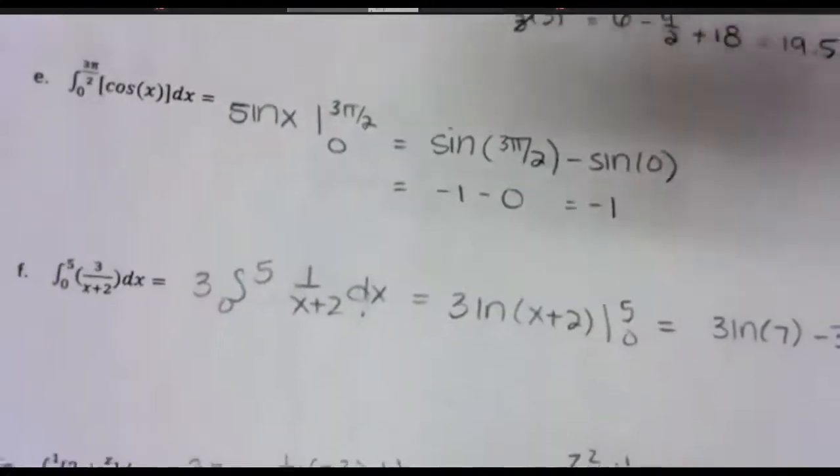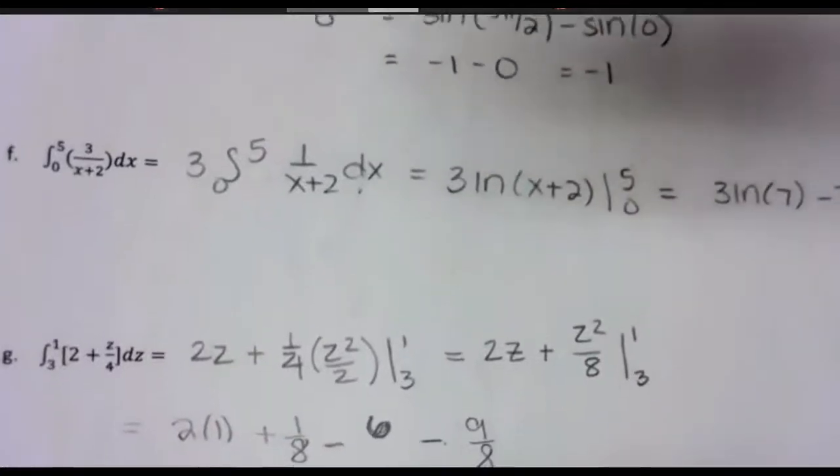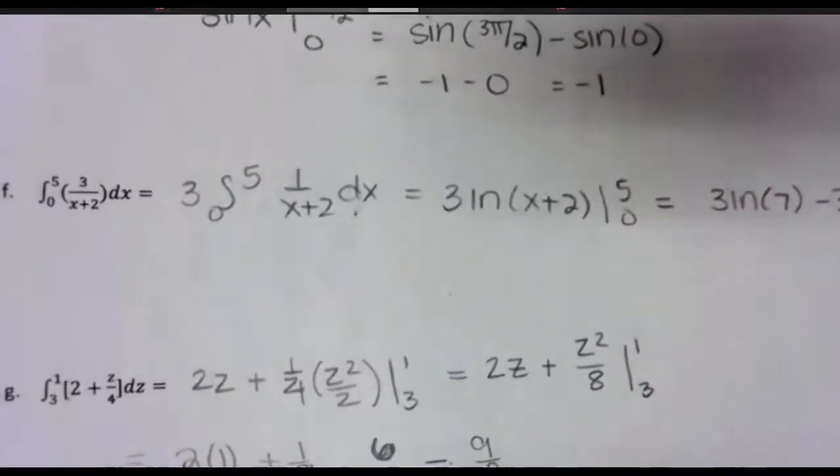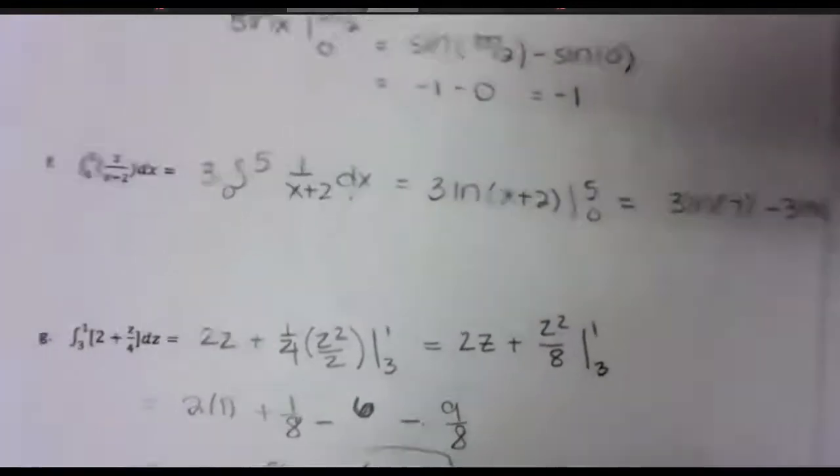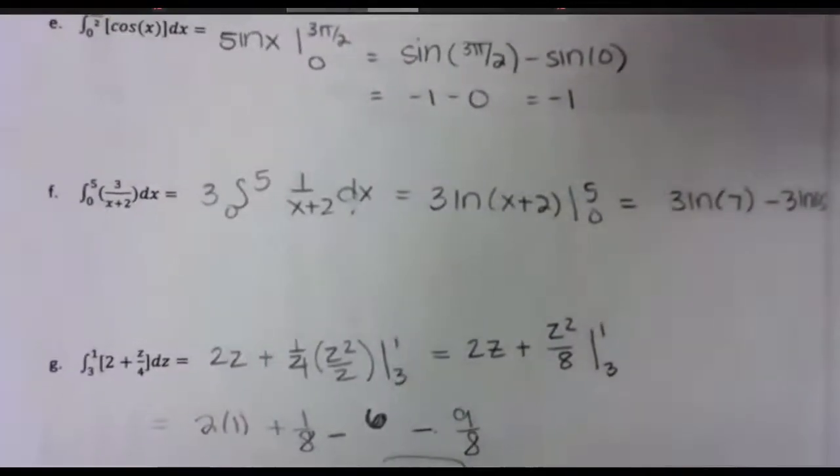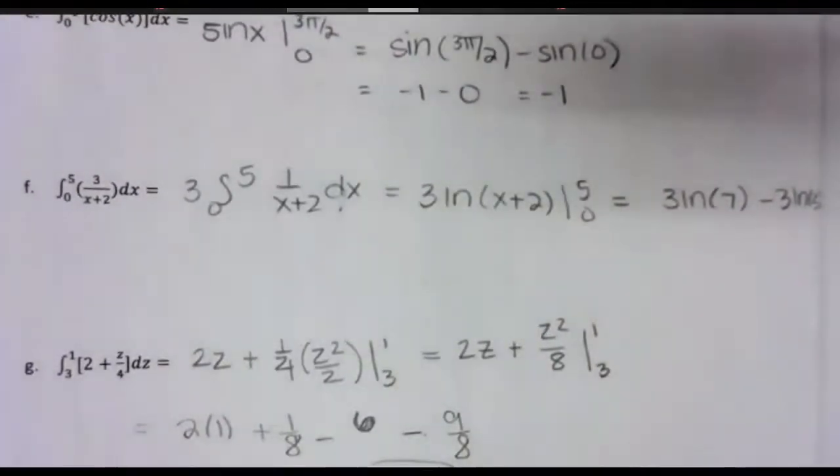If you have a fraction in which your denominator has a linear variable, then we know that that's a natural log. So letter F was a natural log. You pulled the 3 out in front because it didn't fit with the ln. So that gave you 3 natural log of x plus 2, which gave you 3 natural log of 7 minus 3 natural log of 2.